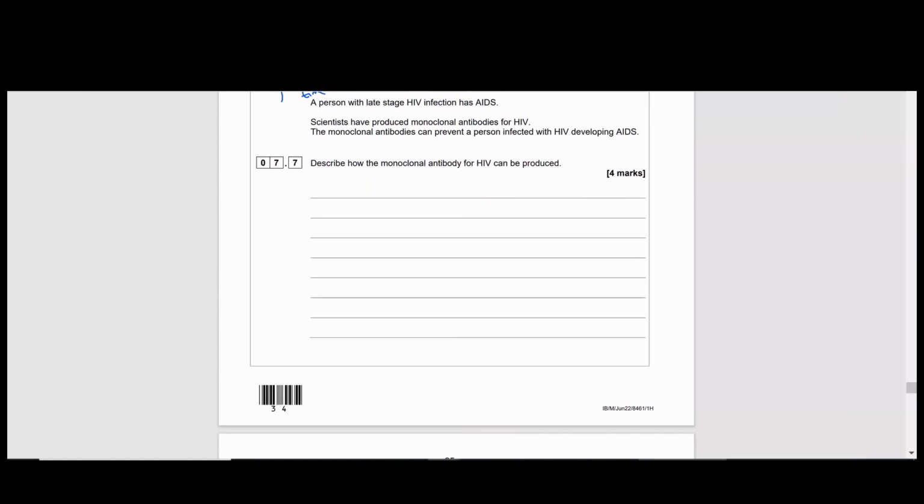A person with late-stage HIV infection has AIDS. Scientists have produced monoclonal antibodies for HIV. The monoclonal antibodies can prevent a person infected with HIV developing AIDS. Describe how the monoclonal antibody for HIV can be produced. 4 marks. So we have to recall the process of producing monoclonal antibodies.